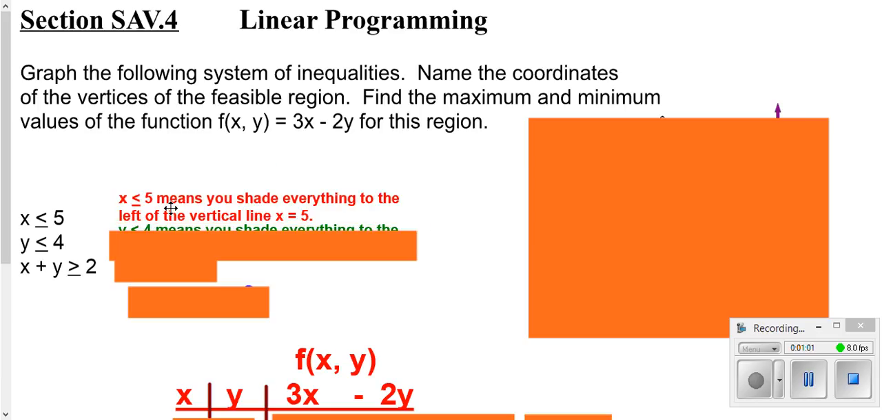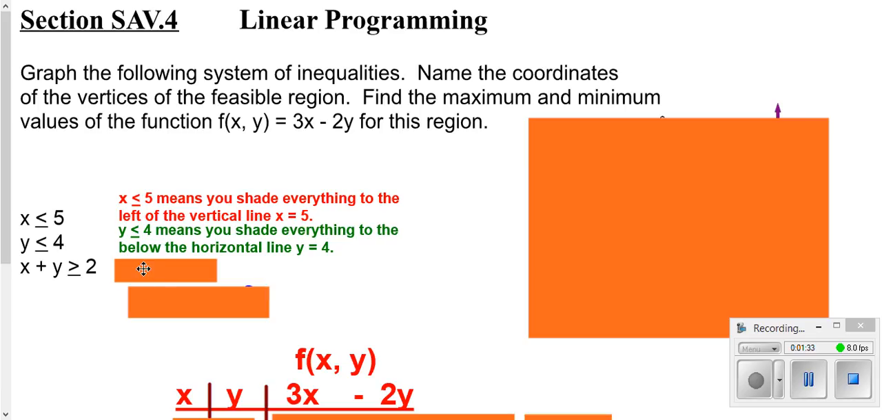That's going to then be a vertical line. And then you're going to have to shade everything to the left because x is less than, because your x goes left and right, and to the left of 5 are the smaller parts. Y less than or equal to 4 means you're going to have a horizontal line at a height of 4, and then you're going to be shading below that because y goes up and down, and so the smaller ones are below.